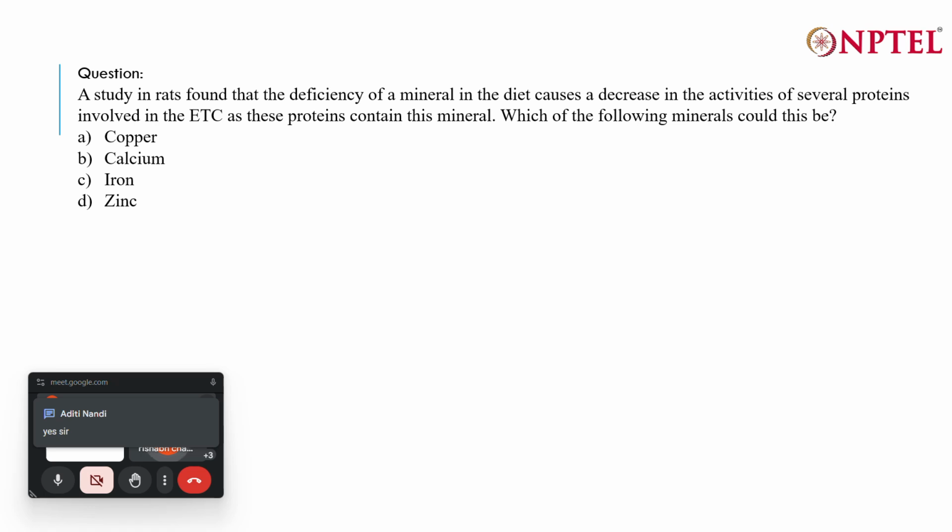A study in rats found that the deficiency of a mineral in the diet causes a decrease in the activities of several proteins involved in the ETC, as these proteins contain this mineral. Which of the following minerals could this be? So, what can be the correct answer?